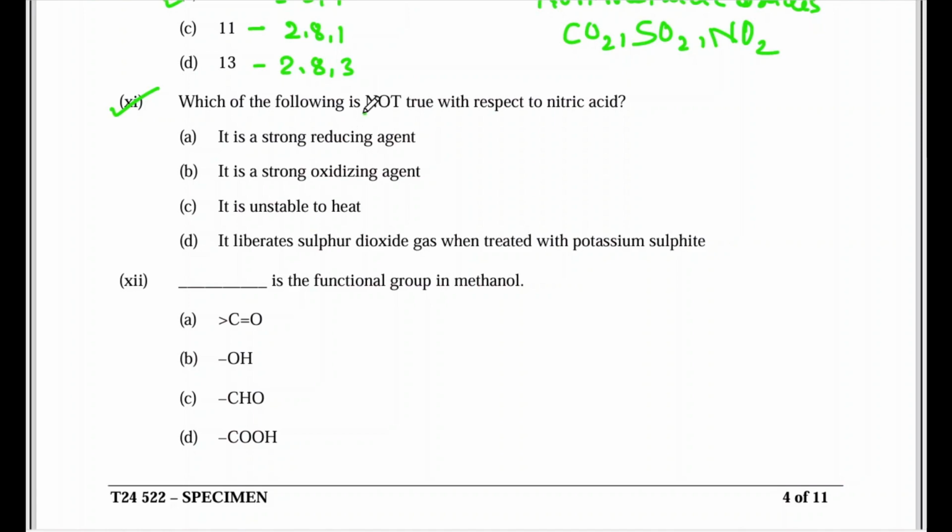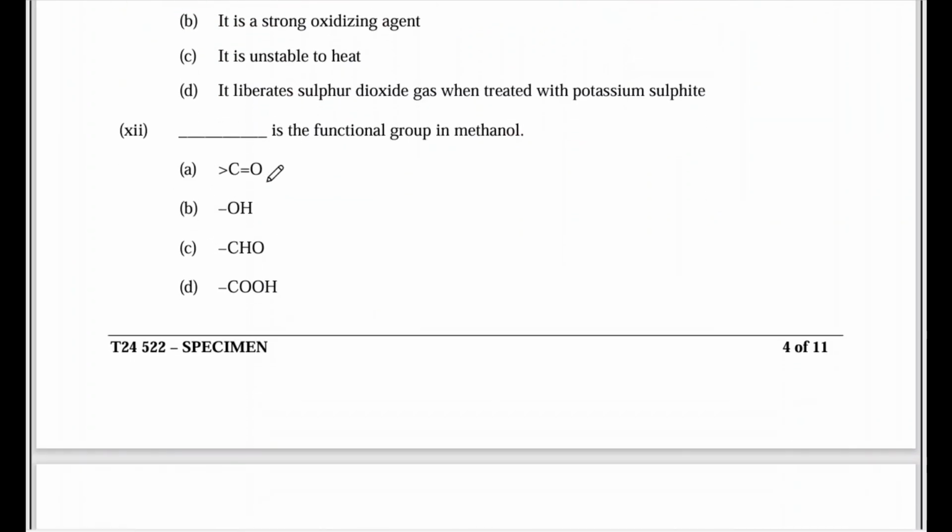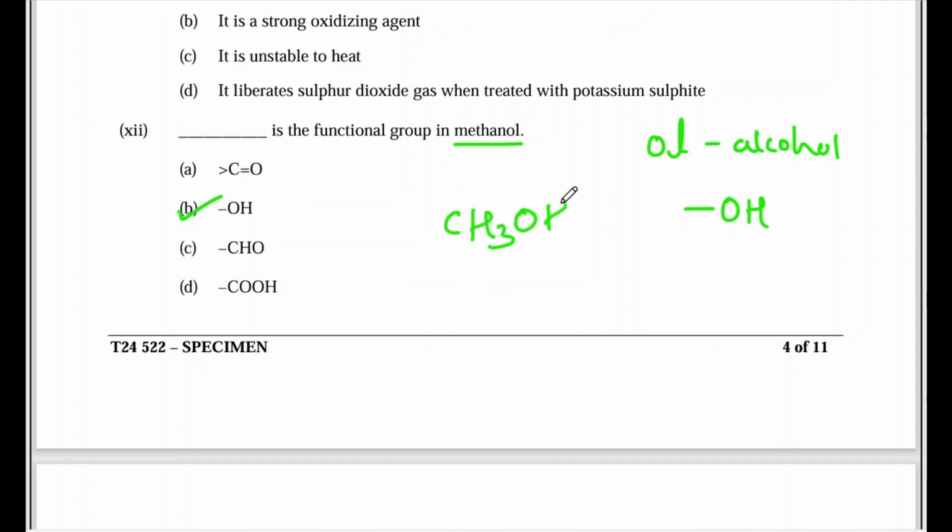11th, which of the following is not true with respect to nitric acid? It is a strong reducing agent. This itself is not true, because nitric acid is a very strong oxidizing agent. Remaining all should be correct. 12th. Dash is a functional group of methanol. Ol represents what? Alcohol. Alcohol functional group is what? OH. Right? What is the formula for methanol? Methanol, 1 carbon OH. This is the formula.